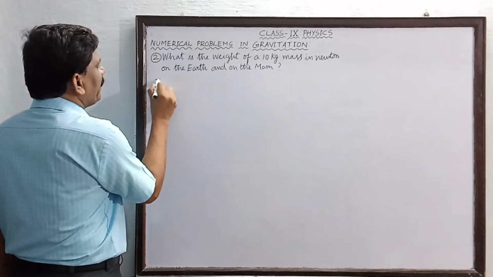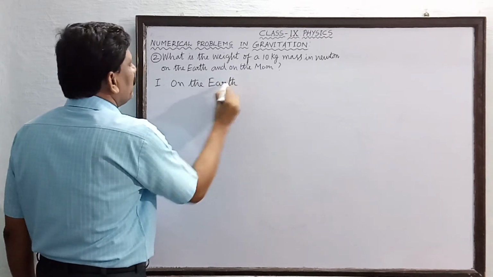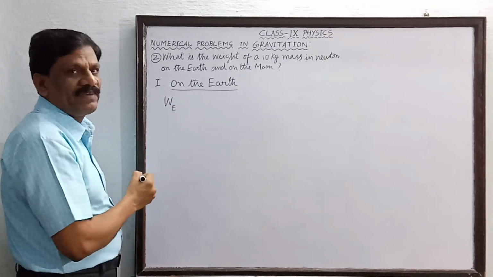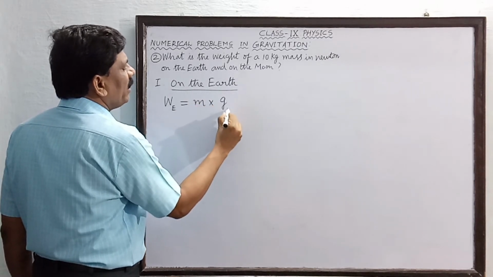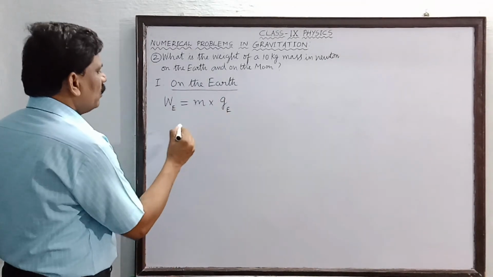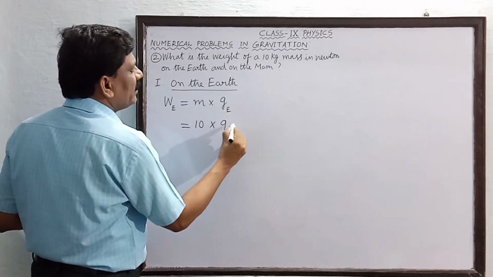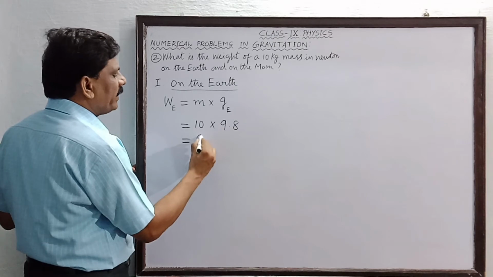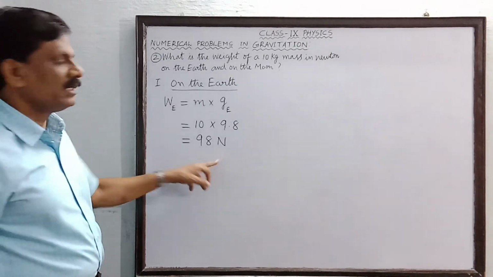So first we will take on the earth. So on the surface of the earth, first one is weight W. W on earth is W suffix E. So this is equal to mass into the value of G on earth. G suffix E means the value of G on earth. So this is equal to mass is 10 kg. So this is 10 into G on earth, 9.8 meters per second square. So that this is equal to 10 into 9.8 is 98 Newton. So this is the weight of the body on earth.